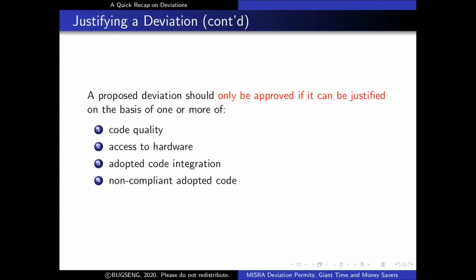And in particular, the MISRA Compliance 2020 document explains quite clearly that there are only 4 legitimate reasons to justify a deviation. 1 is code quality, 2 is access to hardware, 3 is adopted code integration, and 4 is non-compliant adopted code. There are no other legitimate justifications for a deviation.